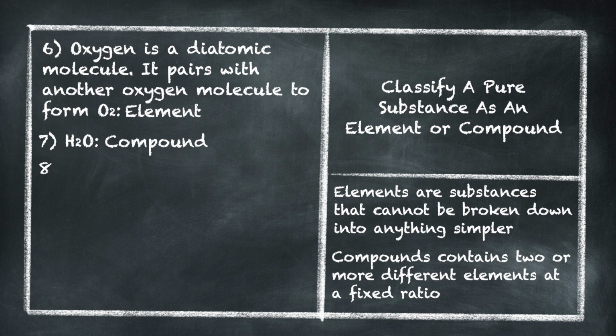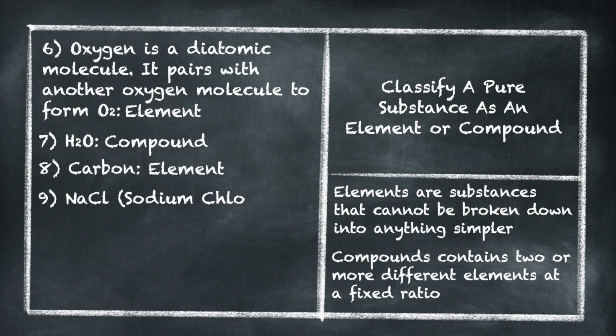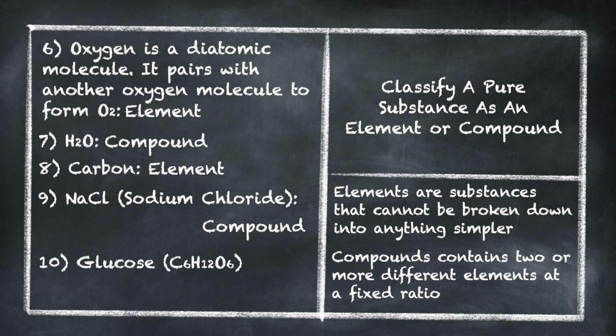Substance 8, carbon. Carbon is a pure substance that cannot be broken down to anything simpler. Because of that, it is also an element. Substance 9, sodium chloride. Sodium chloride is also known as table salt, as you learned earlier. Because this is made up of 2 different elements, sodium and chlorine, it is considered a compound. Substance 10, glucose, C6H12O6. Glucose is a complex molecule containing 3 different types of elements. That easily makes this a compound.